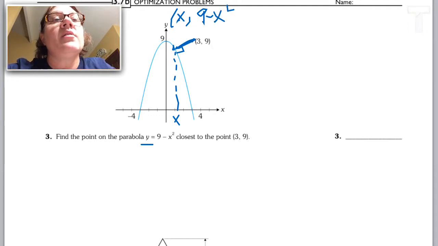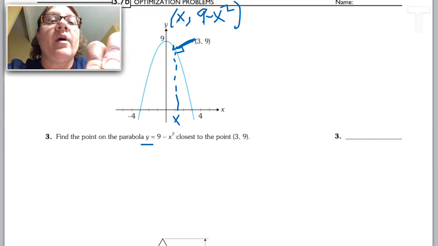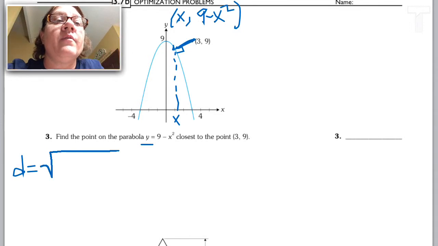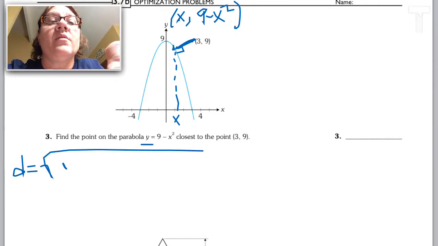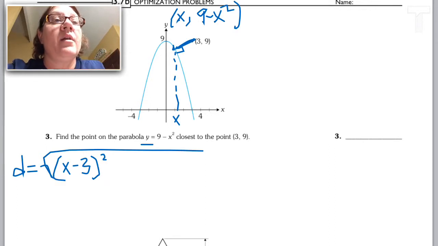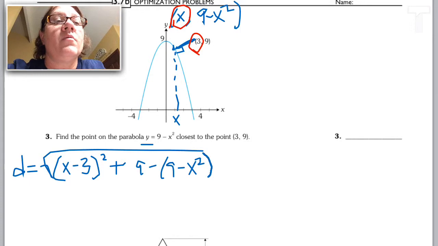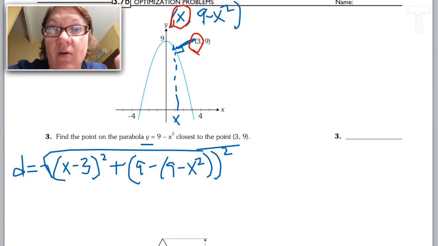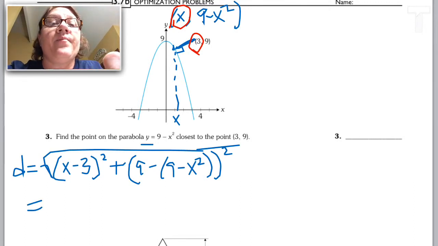So I can use the distance formula. Remember, it's just glorified Pythagorean theorem. So I would be doing the square root of, subtract the x's, so x minus 3. Remember, these are my x values. And then I'm going to subtract the y's. So I have 9 minus the other y value. And remember, I'm squaring these because this is leg squared plus leg squared. This is Pythagorean theorem.